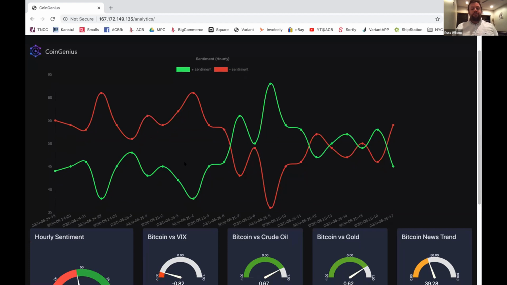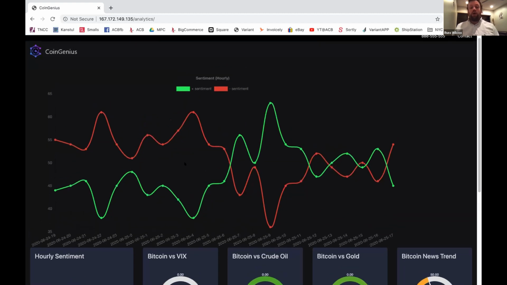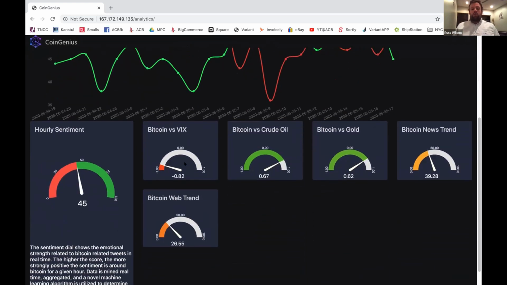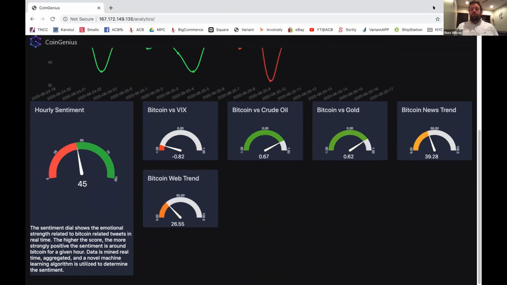If you see in this right here, we have a variety of what we call widgets. In these widgets, you can see how positive or negative a tweet is over time. Now, this allows for real-time decision-making through our widgets down here, where you can see these dials. These dials not only represent hourly sentiment, which we know is a driver in the cryptocurrency financing space.